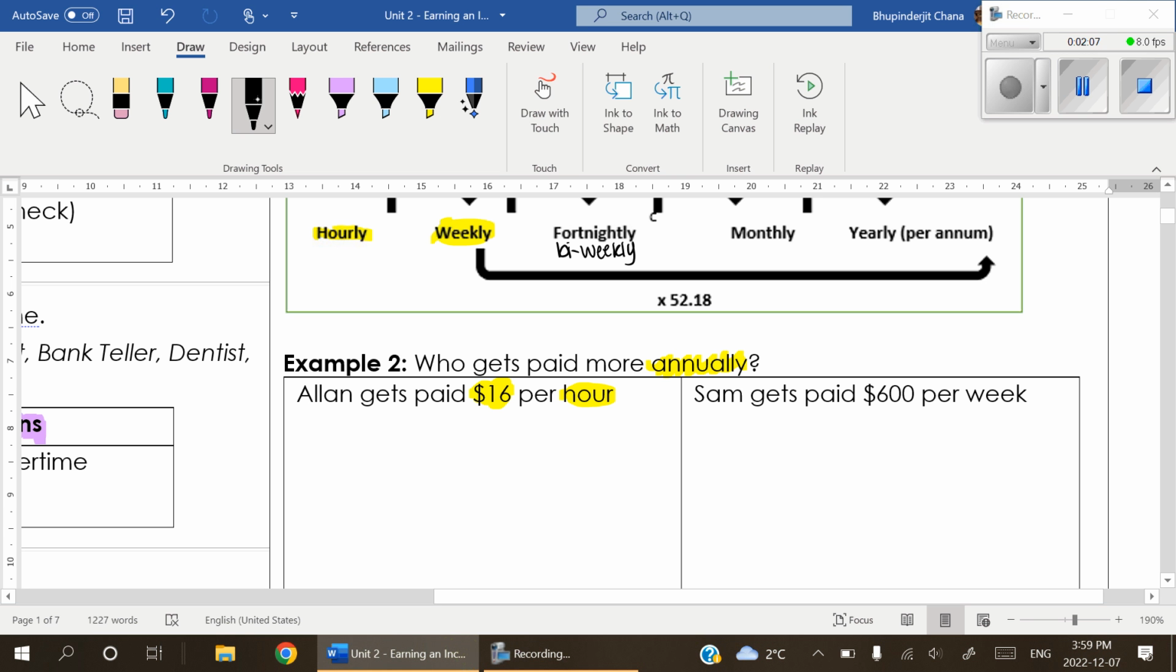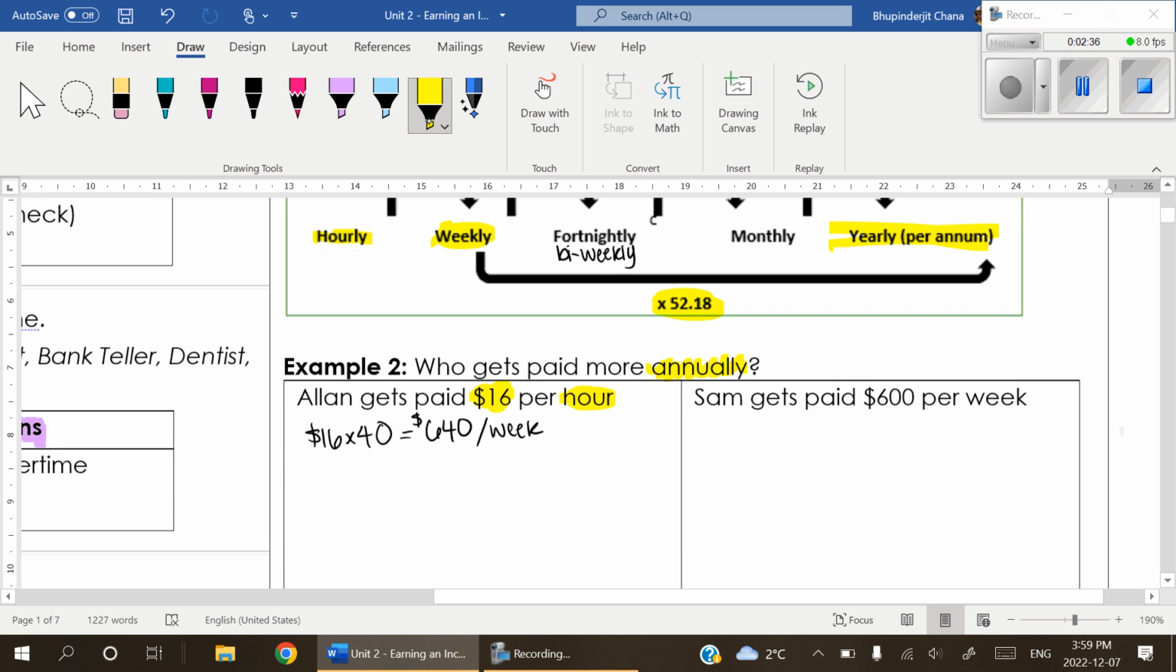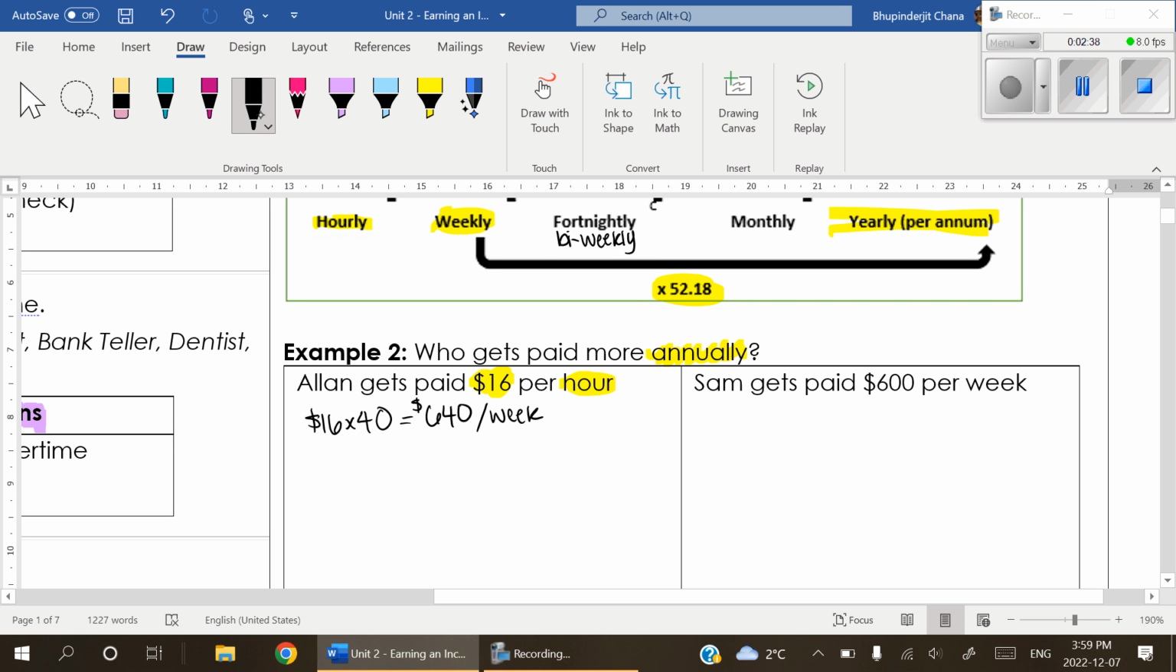So we're going to go $16 multiplied by 40. Okay. So 16 times 40, that gives me $640 per week. Now, we want to change weekly into yearly. So I'm going to multiply by weekly number, which is 640, multiplied by 52.18.